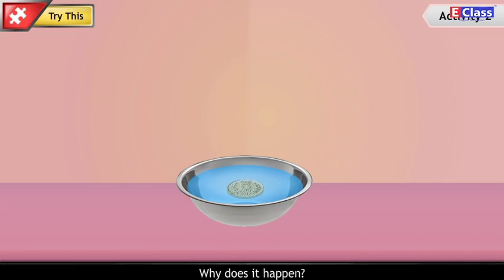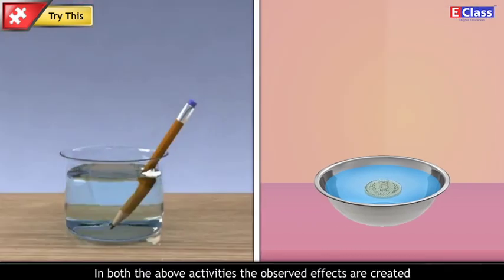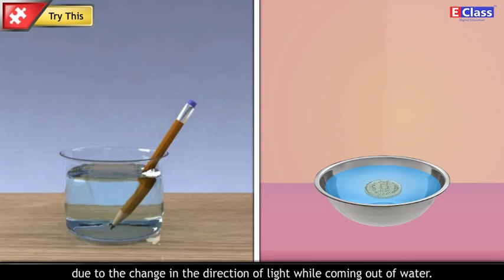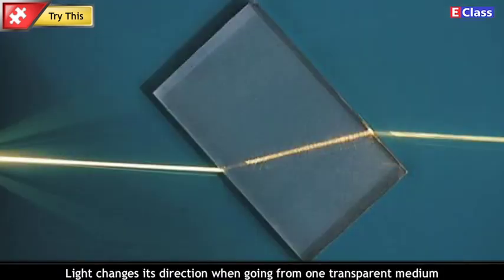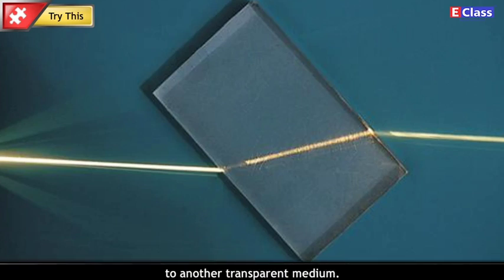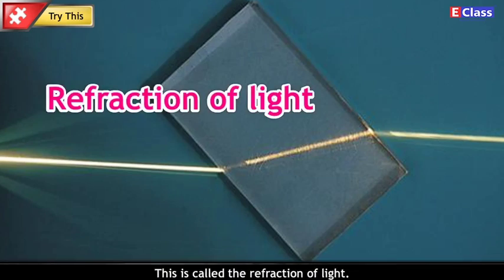Why does it happen? In both the above activities, the observed effects are created due to the change in the direction of light while coming out of water. Light changes its direction when going from one transparent medium to another transparent medium. This is called the refraction of light.